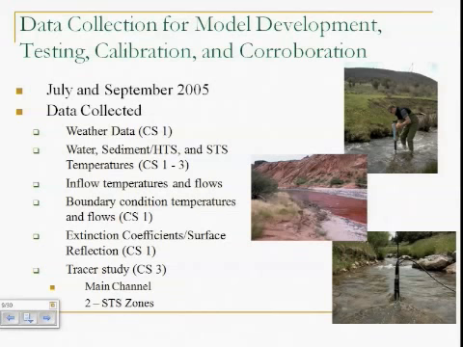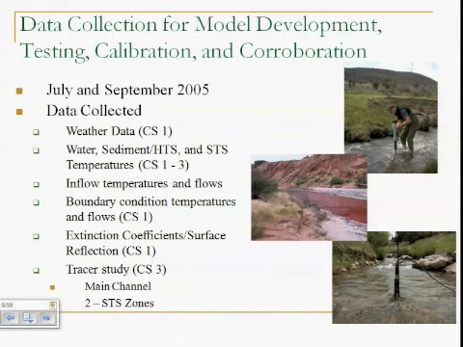So in July and September of 2005, we collected weather data at CS1. We also collected temperature data in the water column, in the sediments, and in the surface transient storage zones. We also collected information at a boundary condition that included temperature and flows. We also collected some information about shortwave radiation behavior. It's the most important heat source. And then we did some tracer studies.